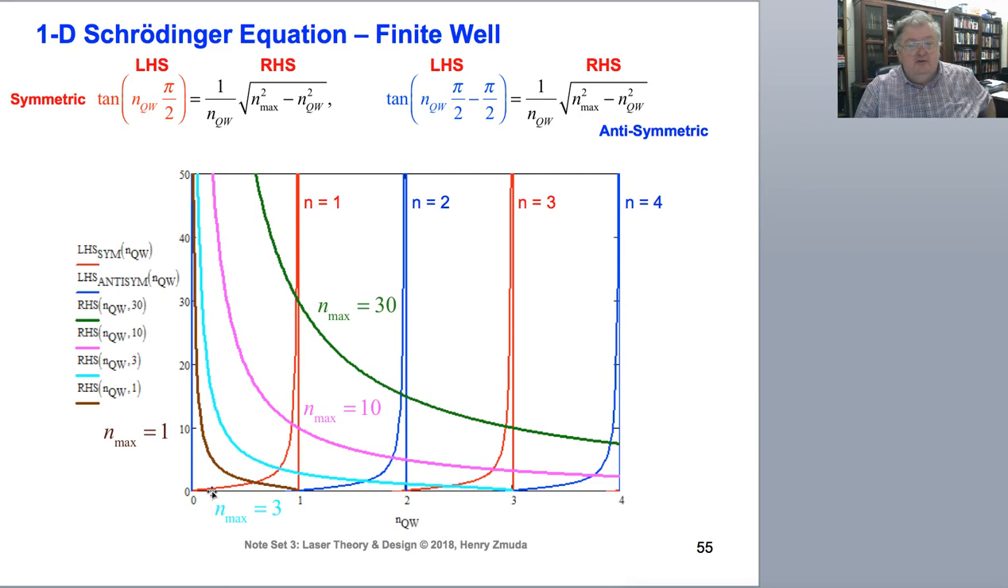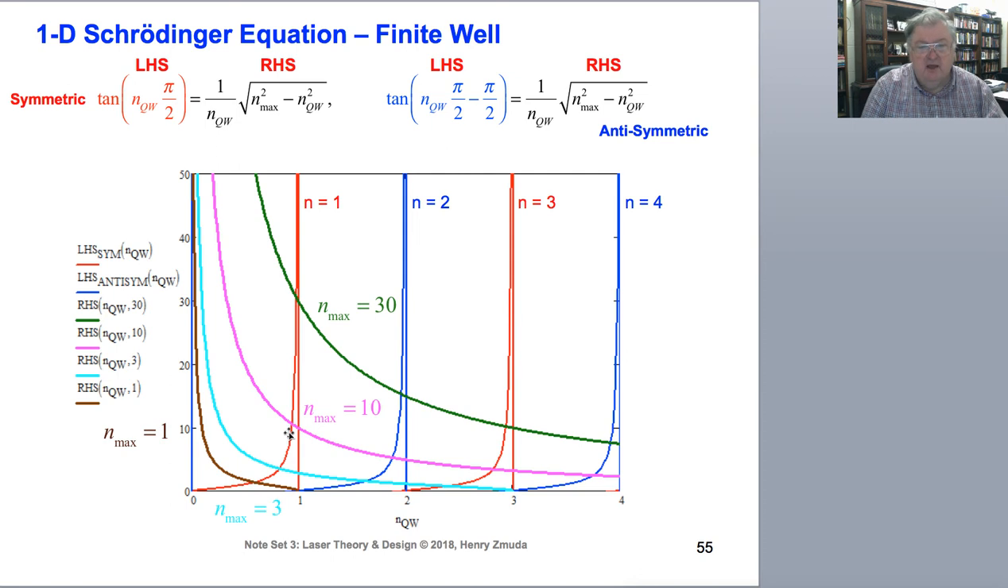So, as I say, take the first branch of the tangent function, n equal 1, that will be for the symmetric solutions, for the first symmetric solution. Let n max vary from 1 to whatever number, and track the intersections. Where do these two curves intersect as you vary n max as a parameter? Those are going to be the n quantum wells, this variable that you solve for, that satisfy the equation at these discrete points, the values that you seek for n quantum well, from which you could extract your energy levels.